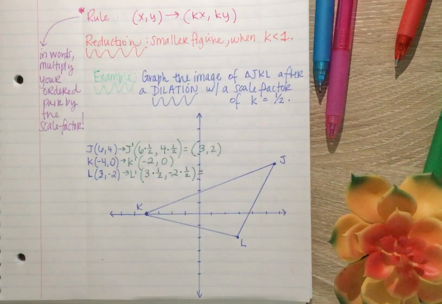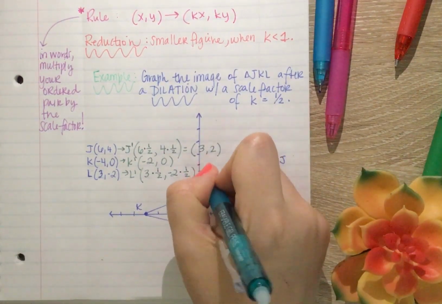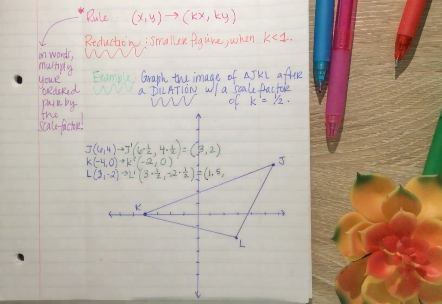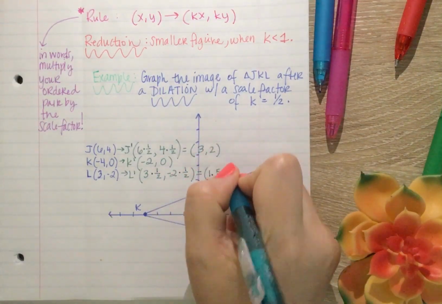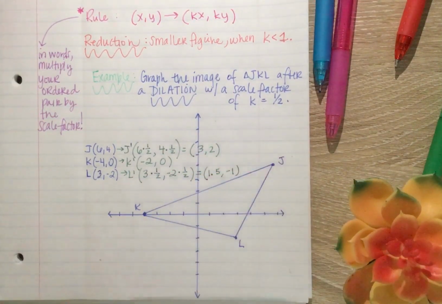3 times 1/2, or half of 3. Yes, you do get a fraction or a decimal, whatever you want to call it. Half of 3 is 1.5. I'm going to write it as 1.5. I know, kind of weird. And then half of -2 is just -1. Don't let negatives or fractions freak you out, please. If you have any questions, feel free to send me a message, a comment, or on Google Classroom. I know this one is a little tricky with those fractions. So we're going to plot these points.